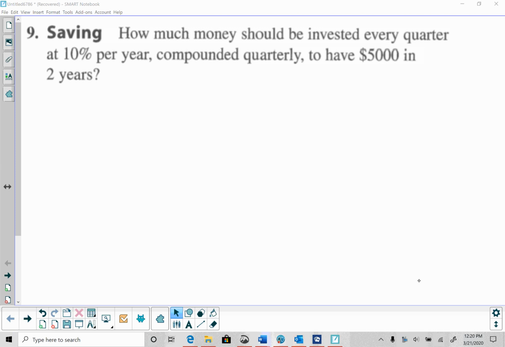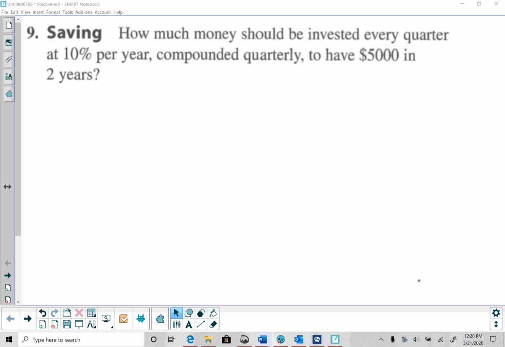So I'm going to start here with number 9, a frequently requested one. It's like I'm a DJ or something. All right, so how much money would be invested every quarter at 10% per year, compounded quarterly, to have $5,000 in 2 years? How much more information can they cram in a single sentence?